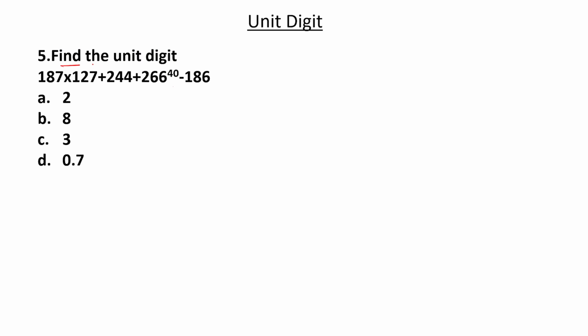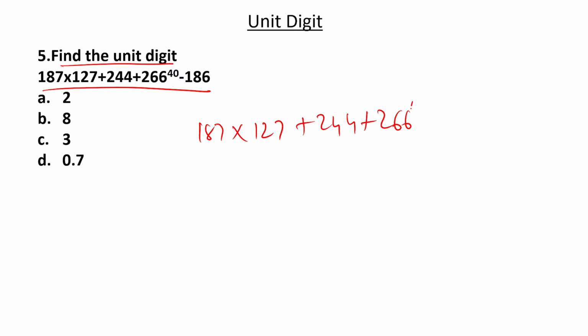Okay, it seems somewhat complicated. I know, but it's quite easy. All we need to do is apply whatever we learned from the beginning of the unit digit up till now to solve this equation. Let's write it down before we solve it. 187 power 127 plus 244 plus 266 power 40 minus 186.